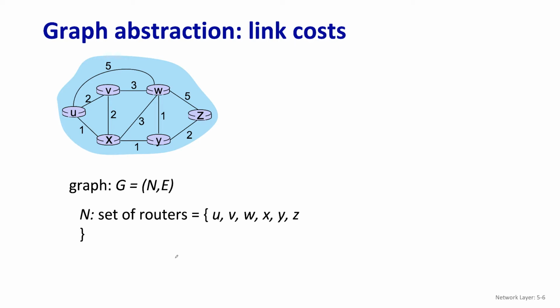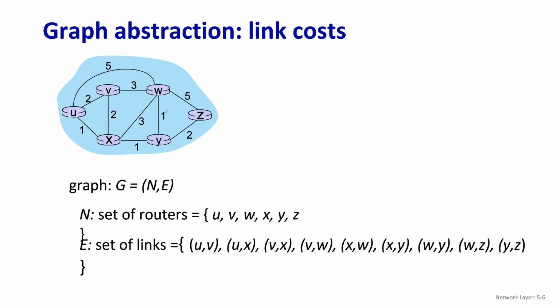So in any network, we can define our network as a graph. Okay, we can visualize it as a graph. In a graph, we always have two key components. The first one is the nodes, which in this case are the routers, and the edges, which in this case are the links between two routers.